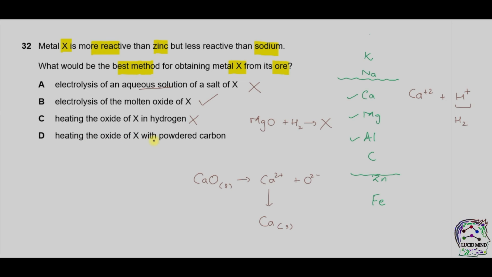Part D, heating the oxide of X with powdered carbon. Again we can see that these metals are more reactive than carbon, so therefore carbon is unable to reduce these metals from their respective oxides. The only correct option is part B.